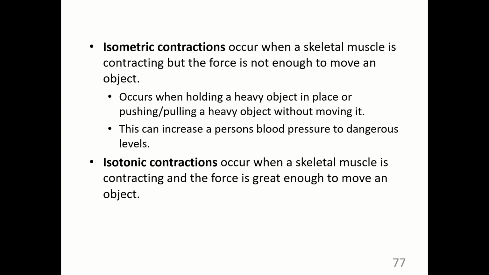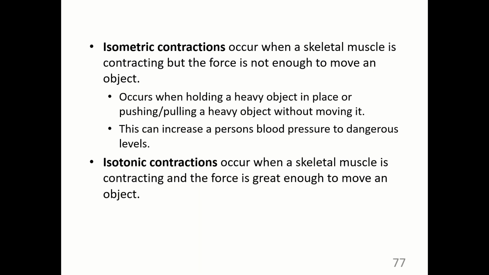We have two different kinds of contractions, those that are able to actually move an object and those that cannot. So isometric is like equal force. And so this occurs when a skeletal muscle is contracting, but the force is not enough to move an object. So it's basically equal to the object that it's trying to move, or weaker if you would. So it occurs when holding a heavy object in place, or when pushing or pulling a heavy object without moving it.